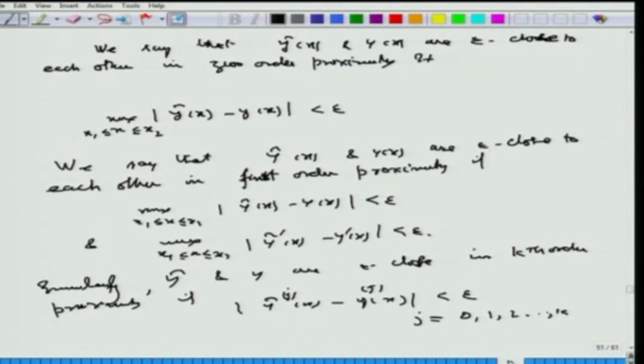So, like this we will be considering the various concepts, continuity and differentiability, as we consider for functions. We will be defining the variations of functionals in the next lecture.